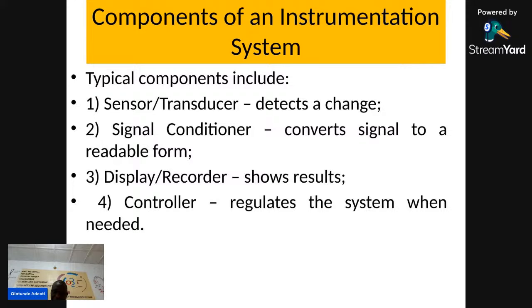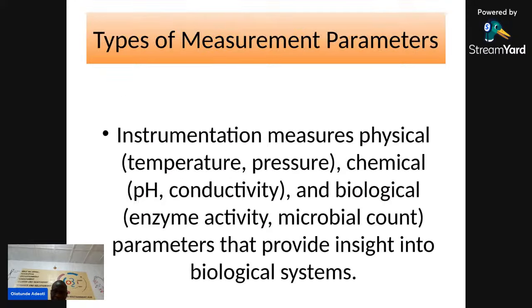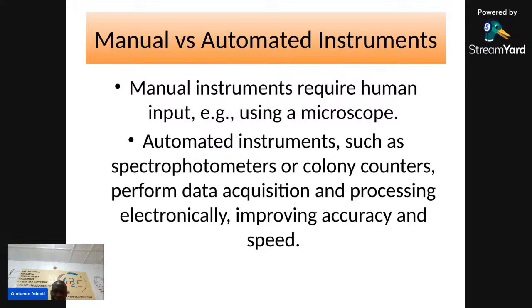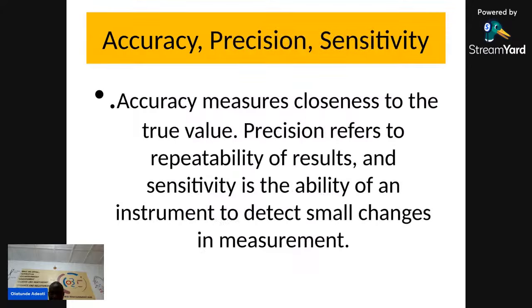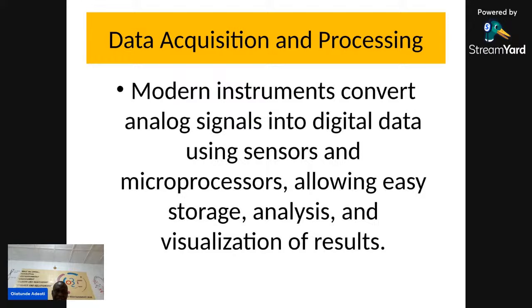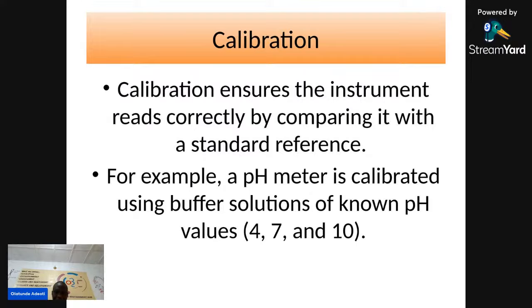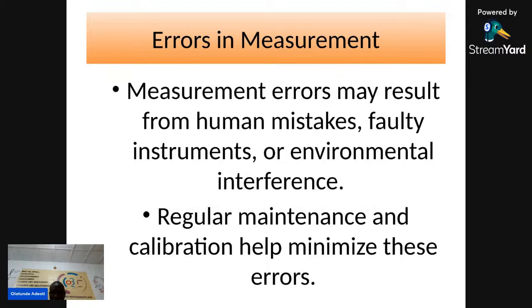Then we look at major components of an instrumentation system, principles of instrumentation or measurements, types of measurement parameters, manual versus automated instruments, in which I gave you an assignment, which we are able to discuss on the WhatsApp community forum. We also look at accuracy, precision, and sensitivity, data acquisition and processing, and calibration. Whatever your measurement is going to be, you need to compare it with a certain standard. For example, for pH, you compare it with pH of 4, 7, as well as 10. Then we also look at errors in measurement.